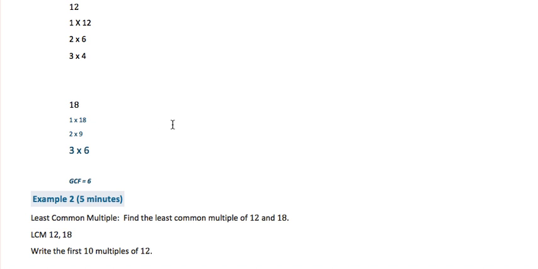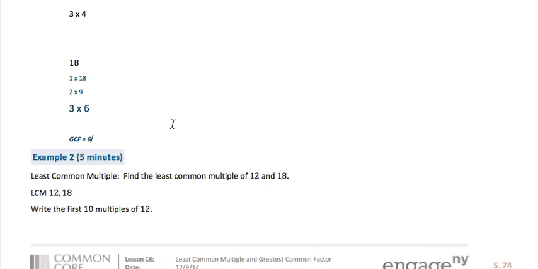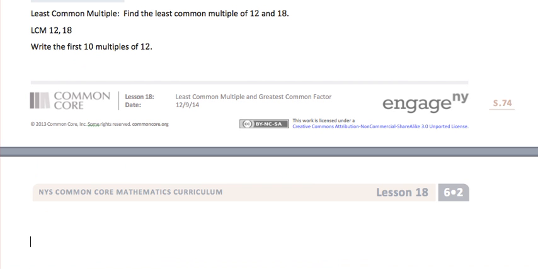Using the same numbers, 12 and 18, we're going to find the least common multiple. Now, multiples are larger. So the first 10 multiples of 12, I'm going to suggest to you that perhaps 10 is a lot of multiples. 12, which is 12 times 1. 12 times 2 is 24. 12 times 3 is 36. And we'll do one more. 12 times 4 is 48.